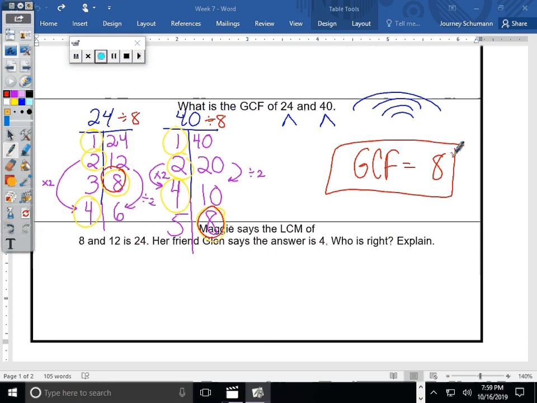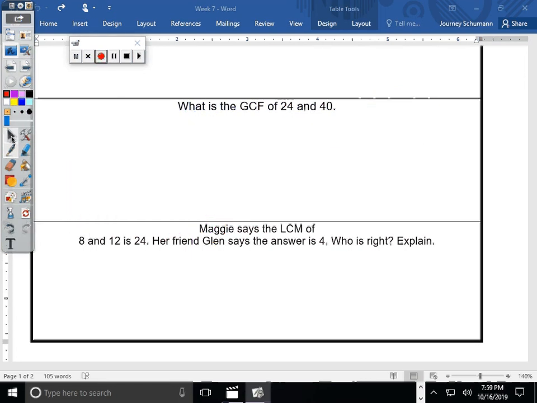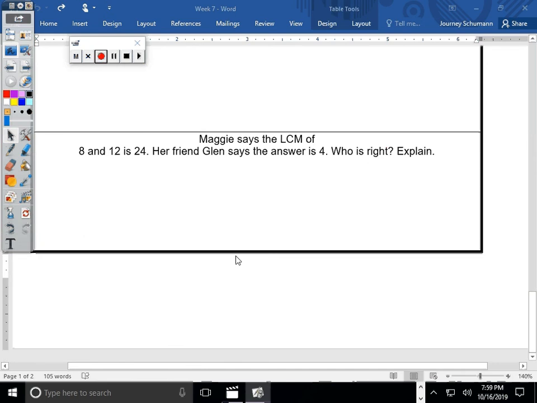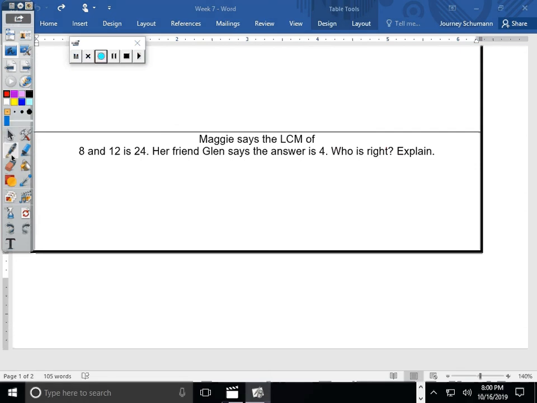That takes us to our last problem today, which talks about LCM. So it says, Maggie says the LCM of 8 and 12 is 24. Her friend Glenn says the answer is 4. Who is right? Explain. I'll be honest, if you know the meaning of LCM and you remember what strategy we use, when I see this LCM, the M, which reminds me to multiply, I'm pretty sure I know who's right already. I'm pretty sure the numbers are going to have to grow, but I probably need to prove it.